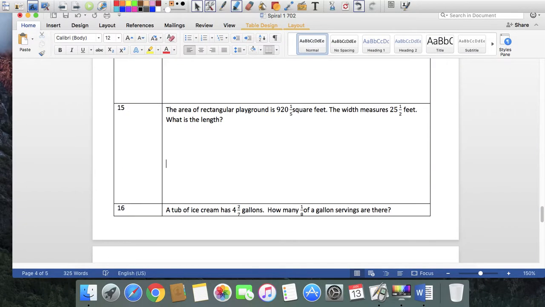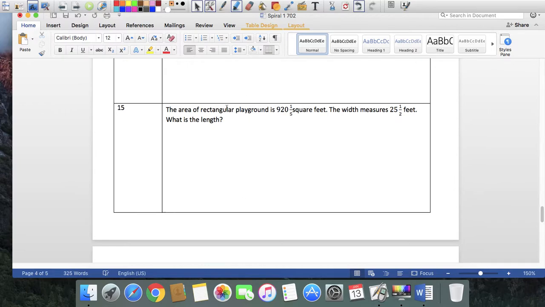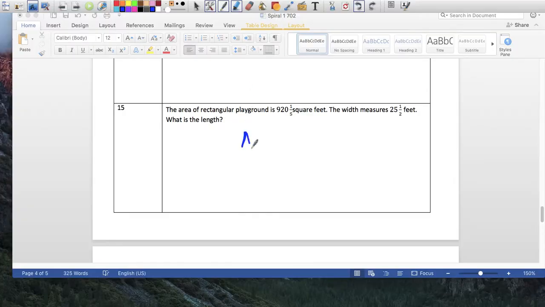These are silly. Area of a rectangular prism. So remember, area equals base times height, or length times width. Let's use length times width. I'm given that this is 920.2. I'm just going to write it as a decimal. I don't know the length, but I know the width is 25.5.